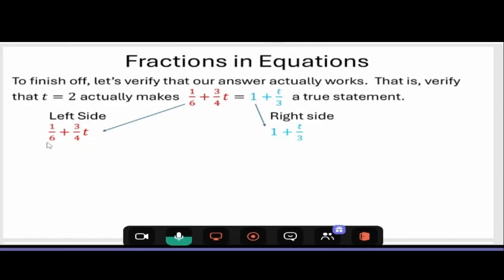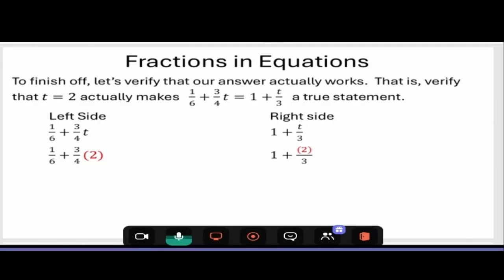Notice when I separate these, I don't have equations anymore, do I? So you can't just make all the fractions disappear. I can't go to the left side and say, oh, I'm going to multiply by 12 and make the fractions disappear. You can't. It's no longer an equation. We are now going to plug in a 2 for the t. So we're replacing the t with the 2. And we're going to actually do the fraction work to verify that our answer actually does work.